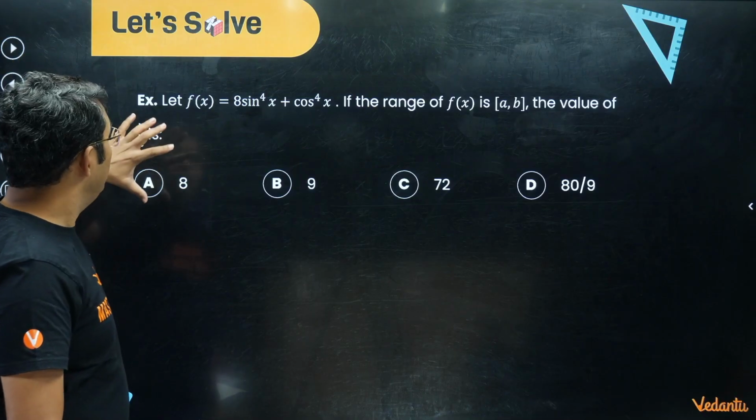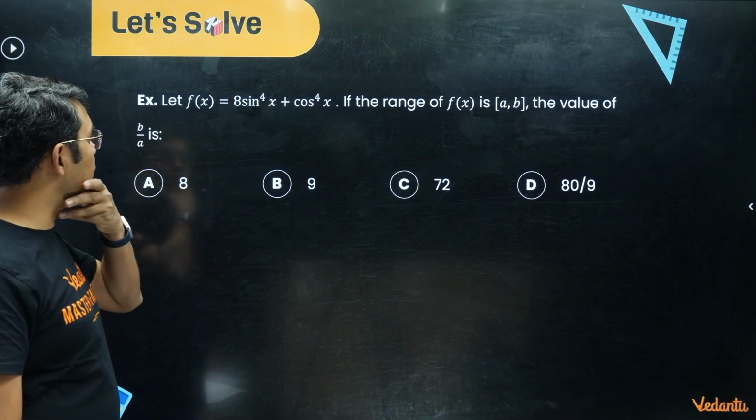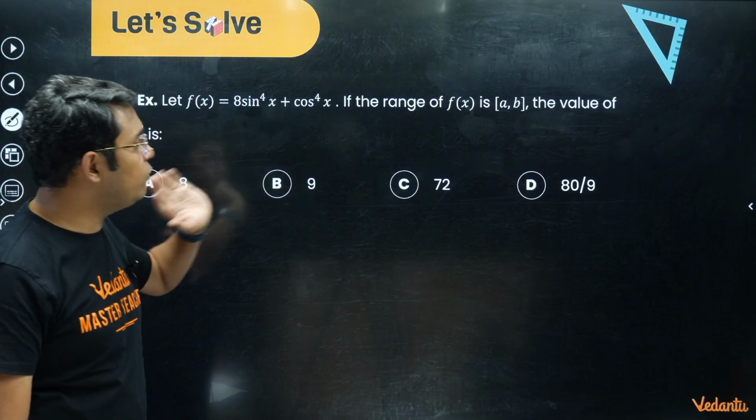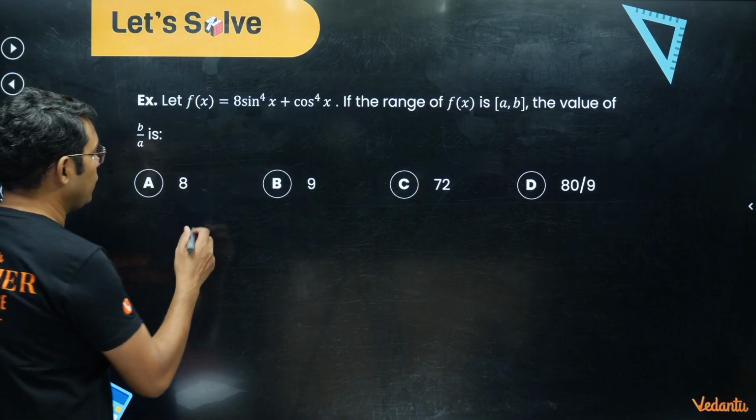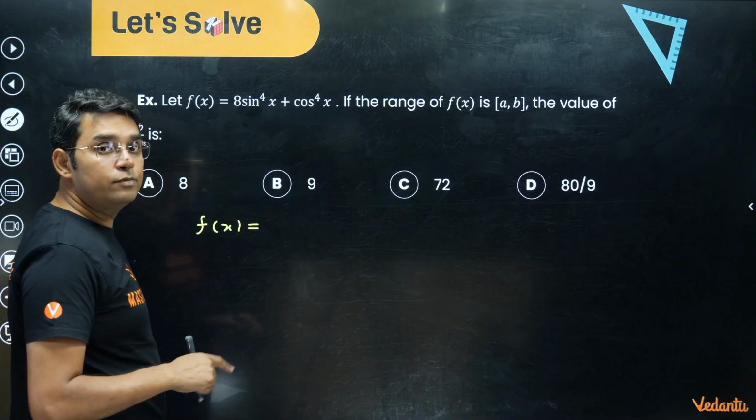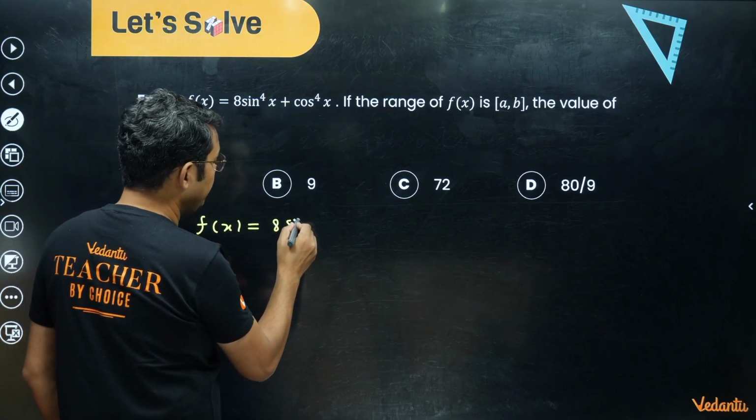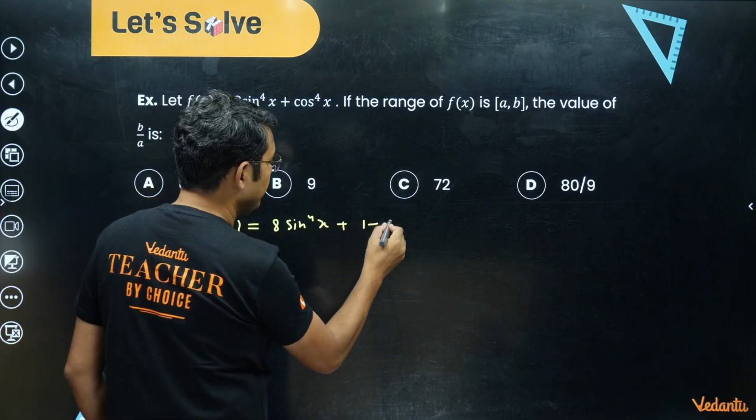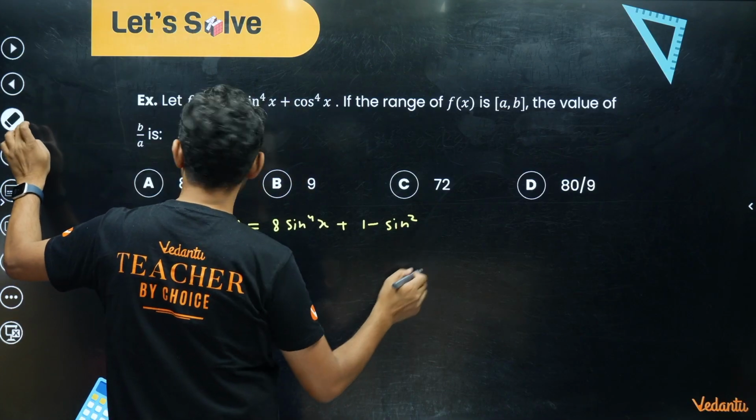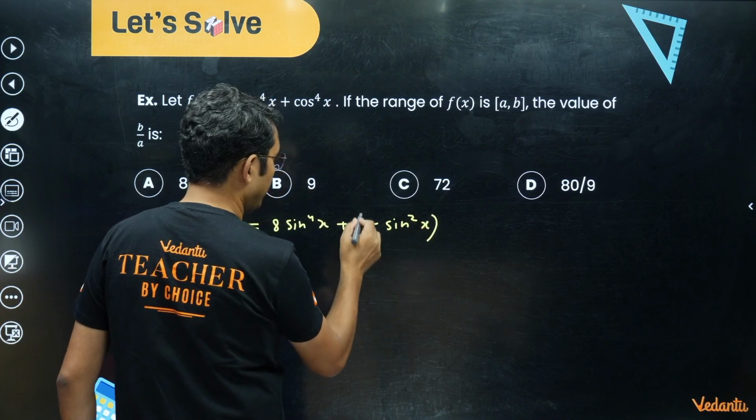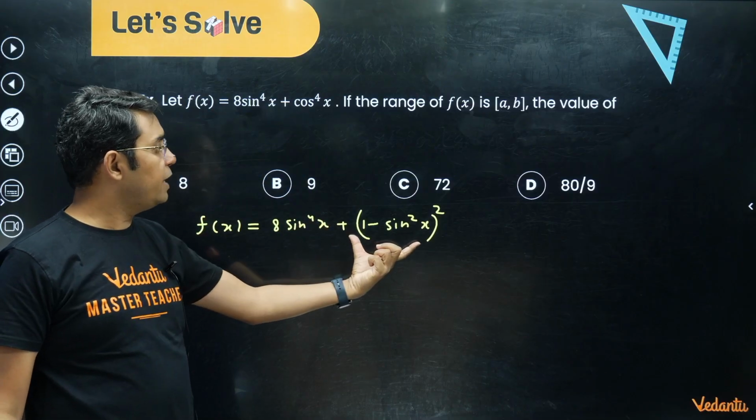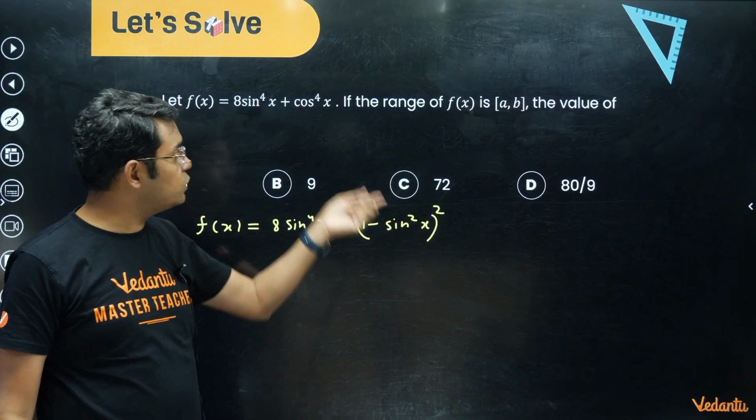So we are given the first question: f(x) is equal to 8 sine power 4x plus cos power 4x, and we have to find the range of f(x). Now in this case, what we can do is write either sine in terms of cos or cos in terms of sine. So 8 sine power 4x plus cos power 4x, where cos square I have written as 1 minus sine square x, and then whole square.